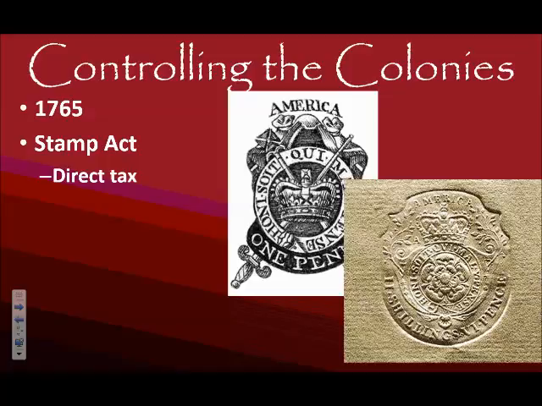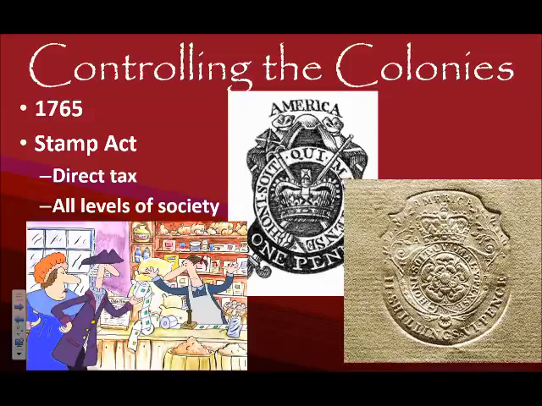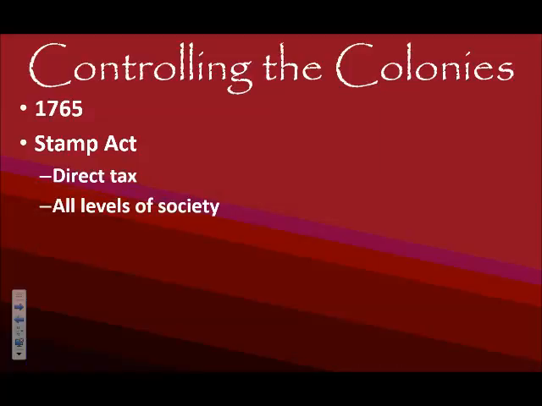And this was seen as a great way of raising money because it could affect just about everyone in the colony. It would be lots of paper goods, so newspapers, and many people read newspapers, playing cards, legal documents, elements that would impact just about every element of society. So this is being passed on to the end consumer.